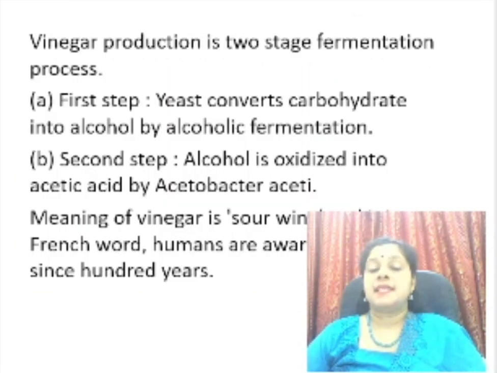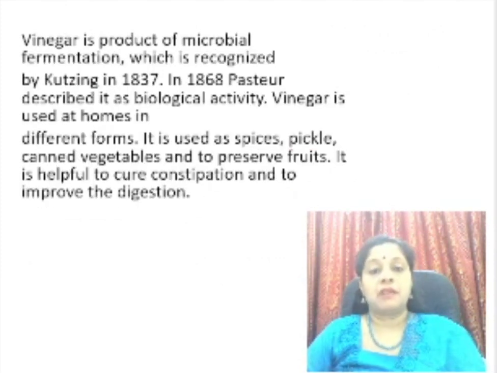So there are two stages in the fermentation process of vinegar. First step is yeast converts carbohydrate into alcohol, that is by fermentation. Second step, this alcohol that we obtain is oxidized to acetic acid by Acetobacter aceti. So in the second step we make use of this bacterium. What is the meaning of vinegar? Sour wine, and it is a French word. Humans have been aware of it for hundreds of years. Vinegar is a product of microbial fermentation and it was recognized first by a scientist called Kutzing in 1837.